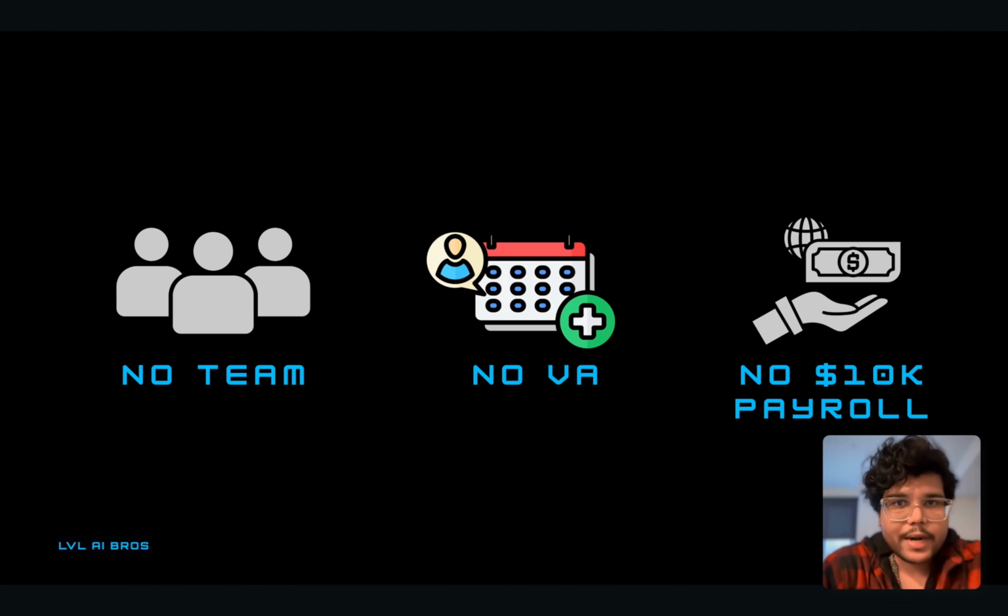So this means you are running your agency, your business by yourself without any team, which means no $10,000 per month payroll and, well, no appointment setter or sales closer, because you can pretty much do all this completely automated.